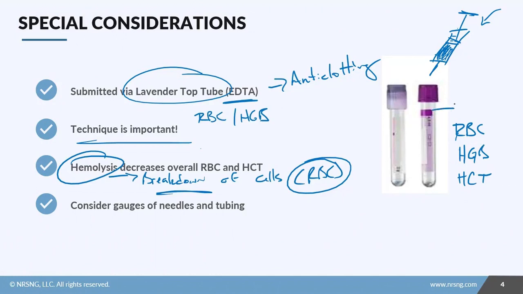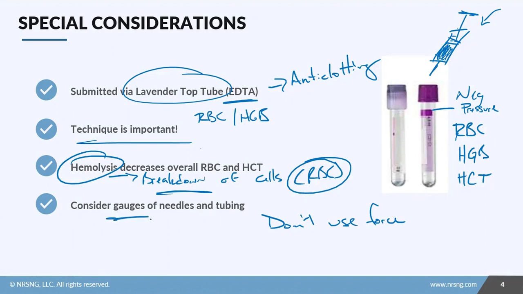These vacutainers have negative pressure in them. So what you need to do is make sure that you just insert the syringe into the tube, and it will draw that sample from the syringe until it's full. Just make sure that you're not applying force. Don't apply force when you are introducing these samples into these tubes, because we don't want to have this breakdown of those red blood cells.